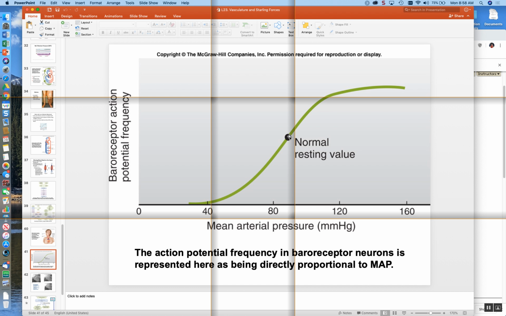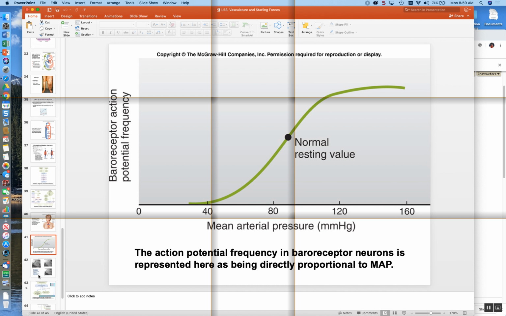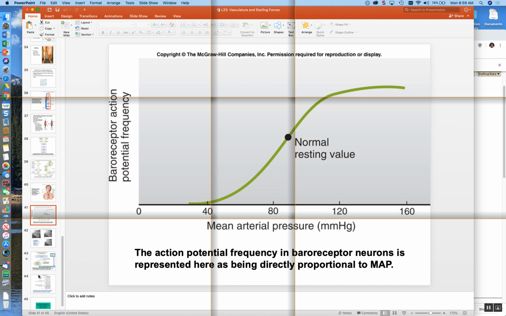So you can see here's the normal resting value. If your blood pressure gets too high, then it increases the baroreceptor firing rate. Those are the neurons that are coming from those sensors. And it triggers a response from your cardiovascular control center in the medulla oblongata, in your brain. And it initiates a parasympathetic response, slowing heart rate, decreasing cardiac output, and decreasing mean arterial pressure.